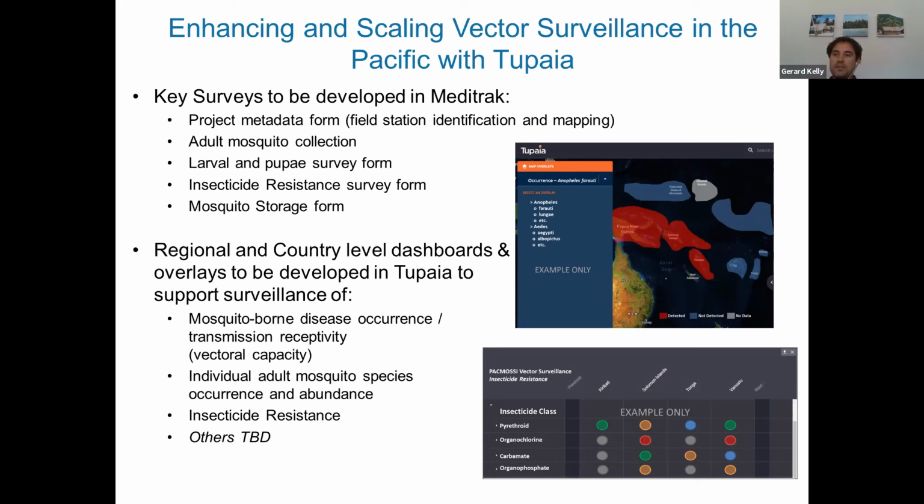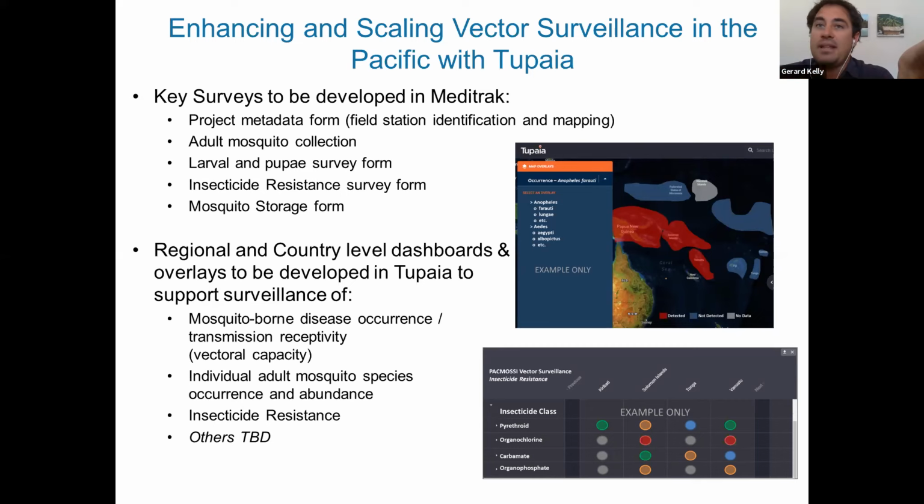As for the type of dashboards that we'll develop, there will be some relatively simple ones at a regional level, but then we're going to start to develop some really cool country and sub-country level dashboards and map overlays that really help to target our surveillance and response interventions.